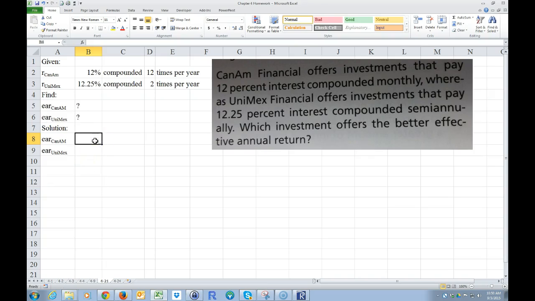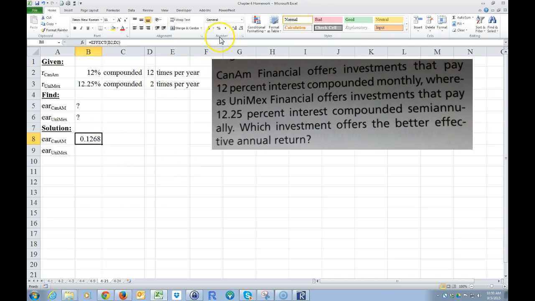So Excel's got it set up really nice to where all you have to do is use a formula that's already built in. It's called equals EFFECT, and when I type that in, it says it returns the effective annual interest rate. Okay, and that's what we want. So it wants the nominal rate, which is 12%, and it wants the number of periods per year.